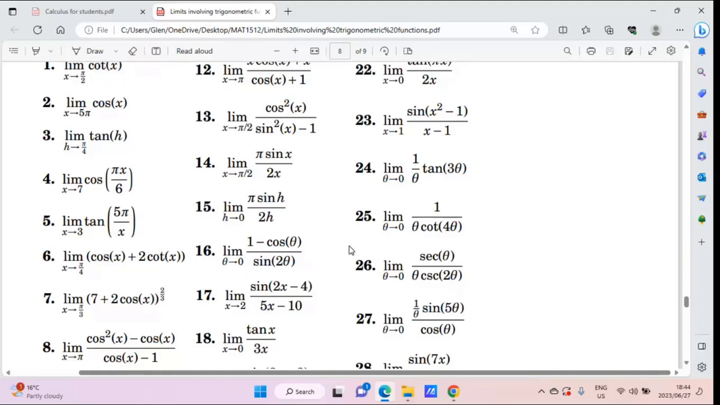It's 1 over cos. We disagree. Secant is 1 over cos. Please, can people go check their notes, Sam? No, you should check your notes.